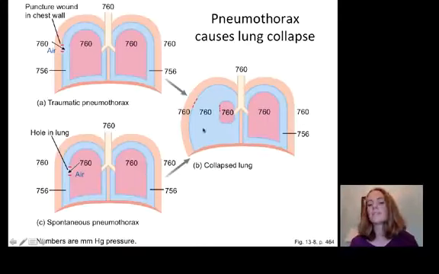So until this is relieved, until the pressure in the pleural space can be reduced or the hole is patched back up, the lung will be collapsed and you will not be able to breathe from this side of the lungs.